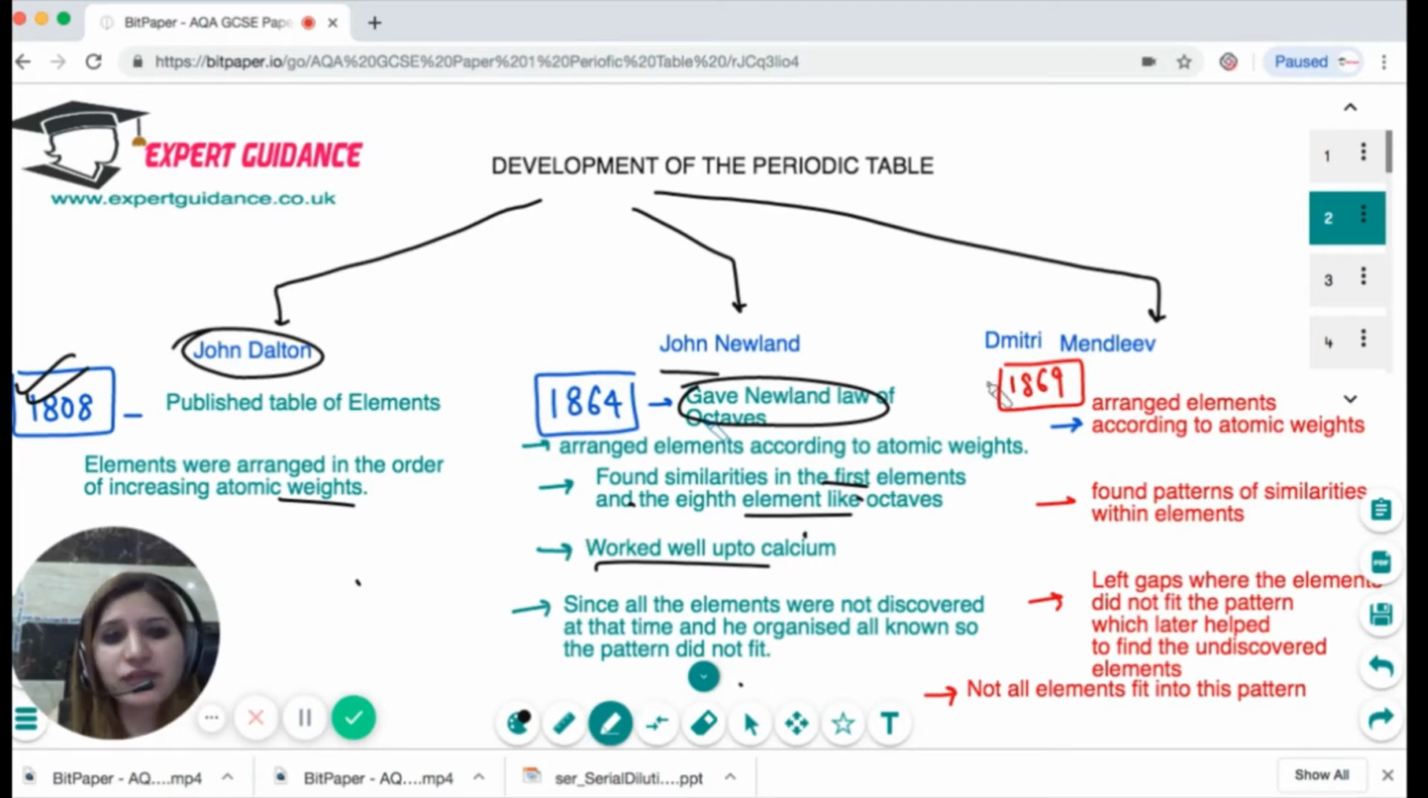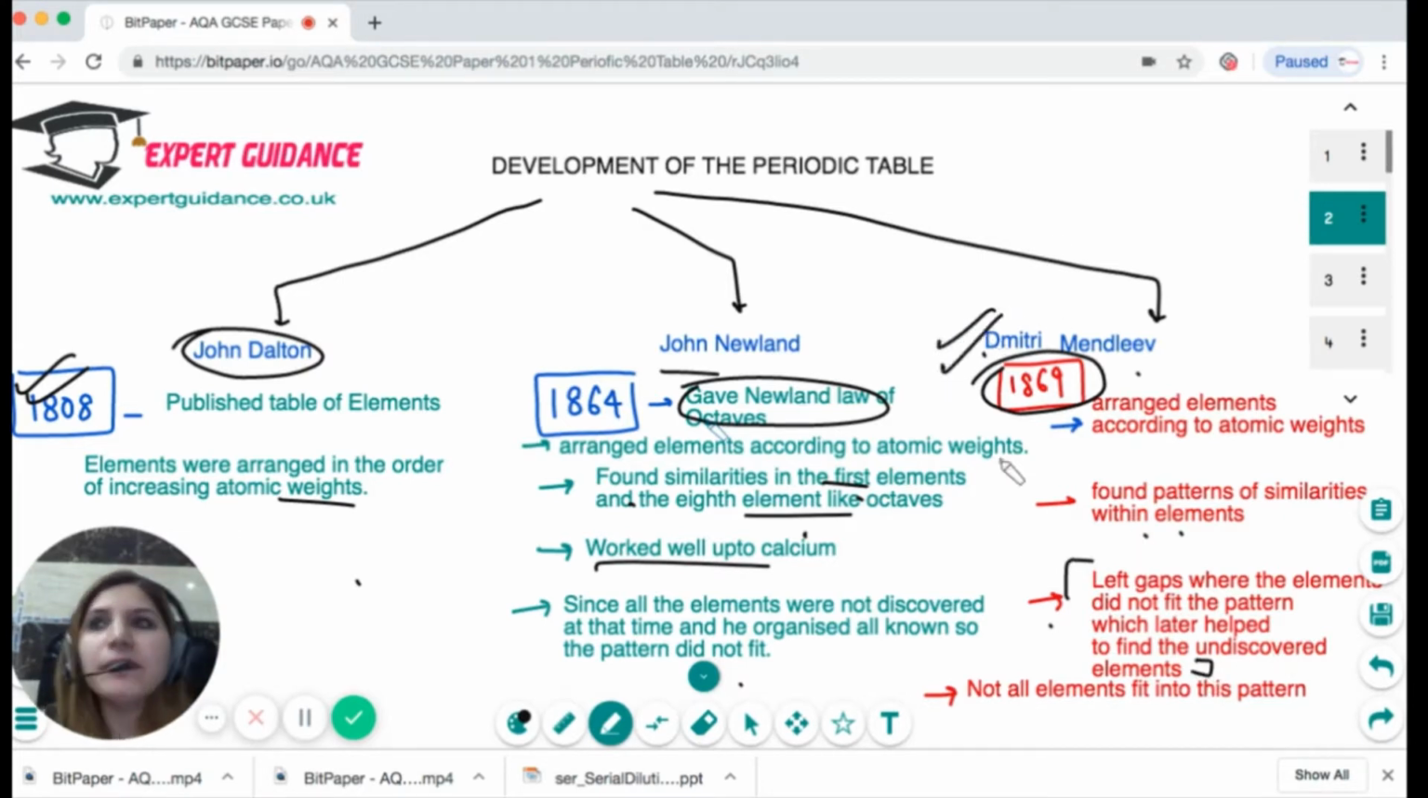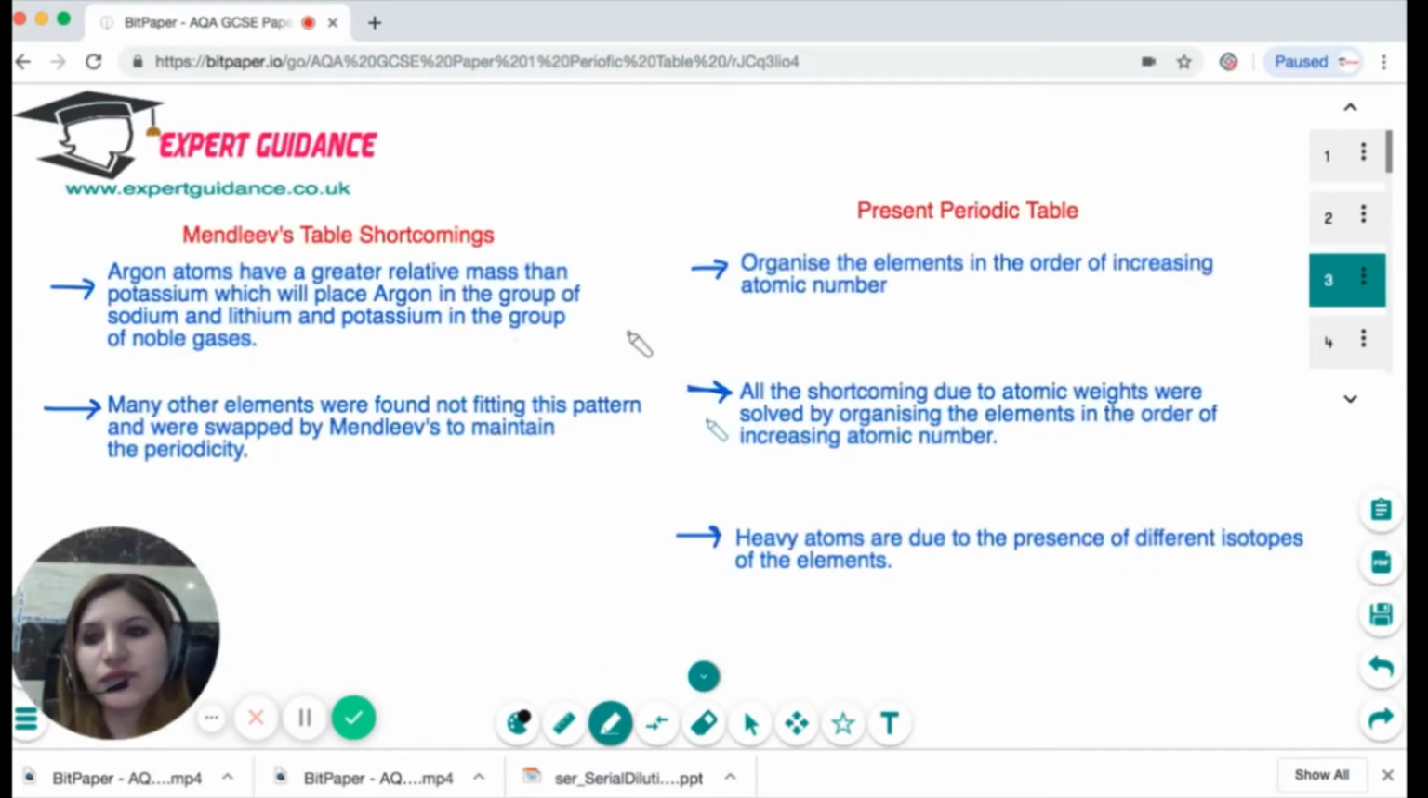Then the biggest revolution came in 1869 when a scientist called Dmitri Mendeleev also arranged the elements according to atomic weights, but he found patterns of similarities within the elements because he left gaps where the elements did not fit the pattern. In this way, he organized the similar elements in the similar groups, and where the gaps were left, they gave us the pathway to discover the new elements. Using his idea, many new elements were discovered. But again, that was not that effective because not all elements fit into that pattern.